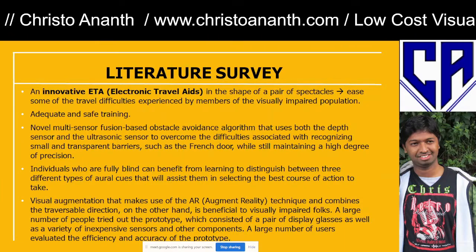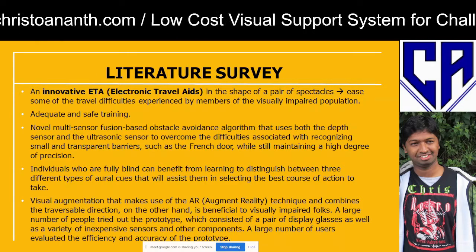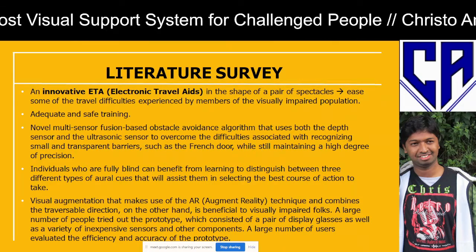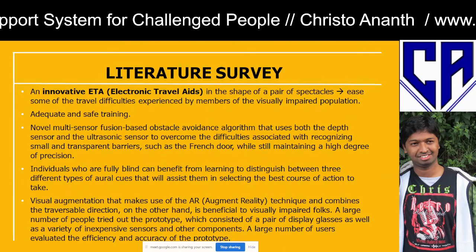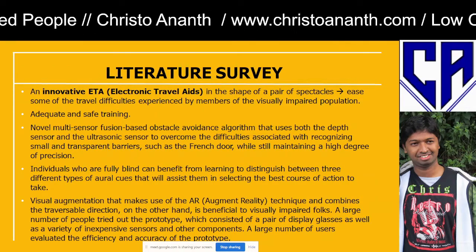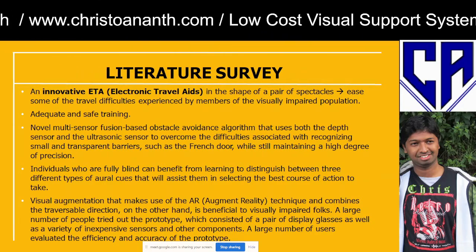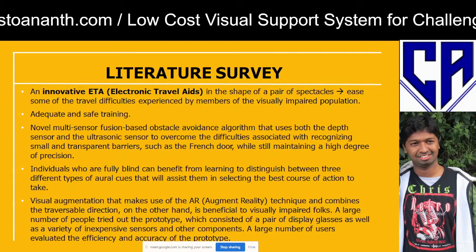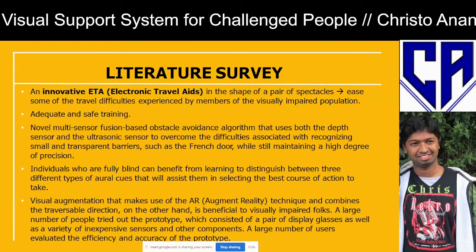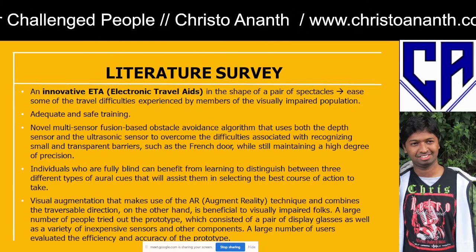Also, we have ETAs, an existing system. We have innovative ETAs, electronic travel aids, in the form of spectacles. There will be some travel difficulties, though there is adequate and safe training. Based on the usage of sensors, the battery usage, and the ultrasonic sensor that we use in ETAs, on the positive side it helps in recognizing small and transparent barriers. But even for fully blind people, in order to make a decision, it's still not convenient.